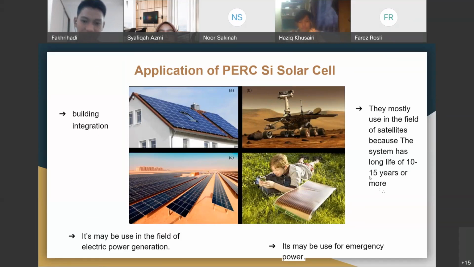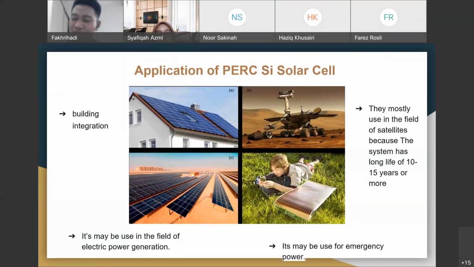So it may be used in the field of electric power generation, as Saudi Arabia does. Saudi Arabia is one of the largest countries that use solar cell panels for electricity in the city.